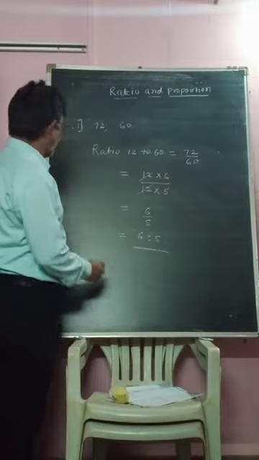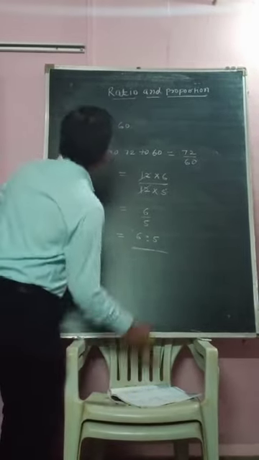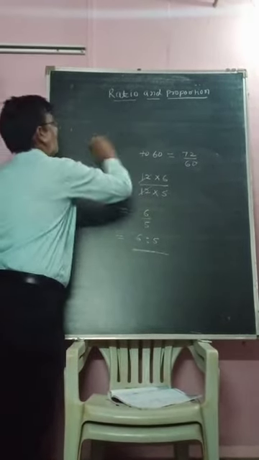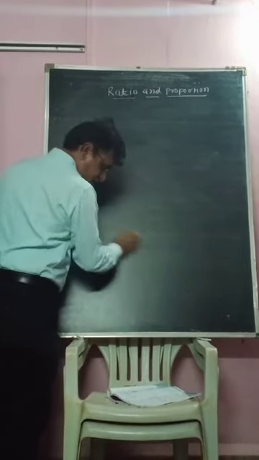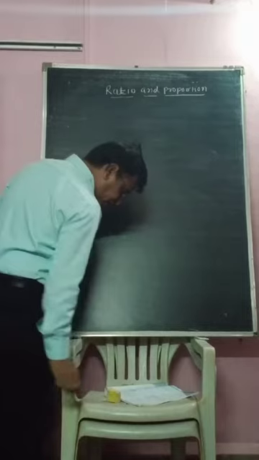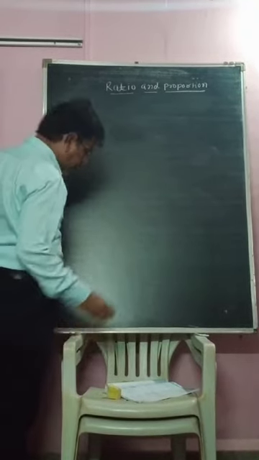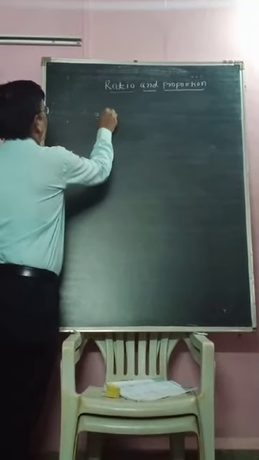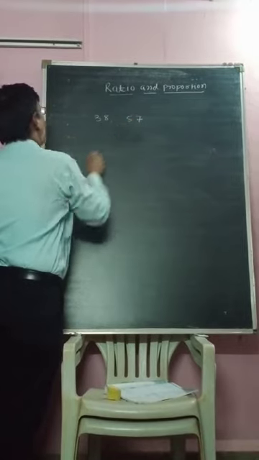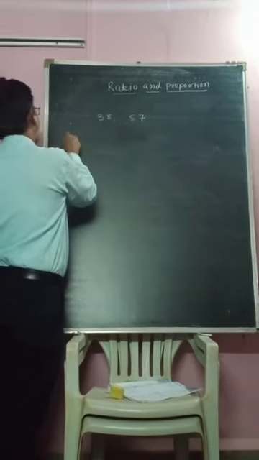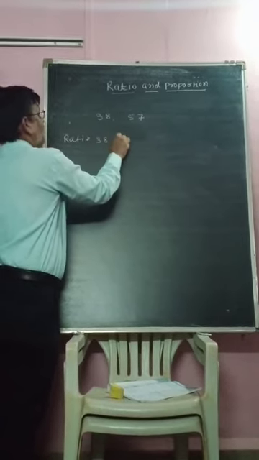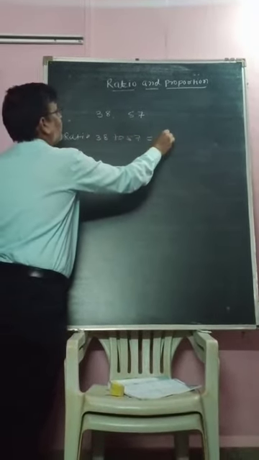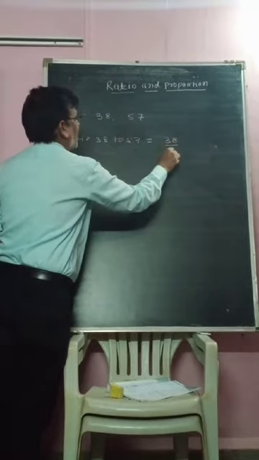Now the second question is given here. The second question is 38 and 57. Now what is the ratio of 38 to 57? Ratio of 38 to 57 is equal to 38 by 57.